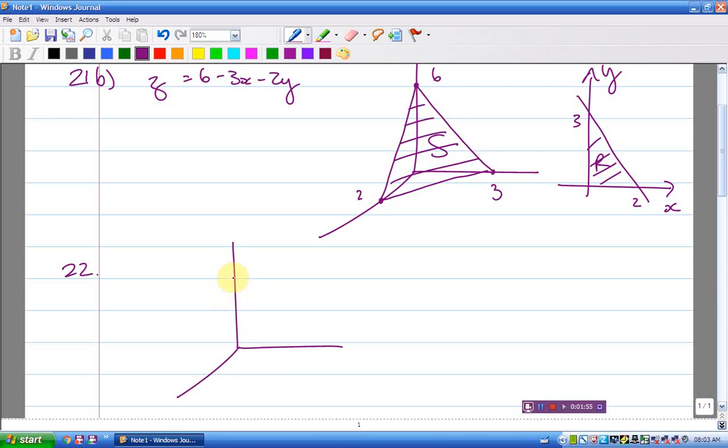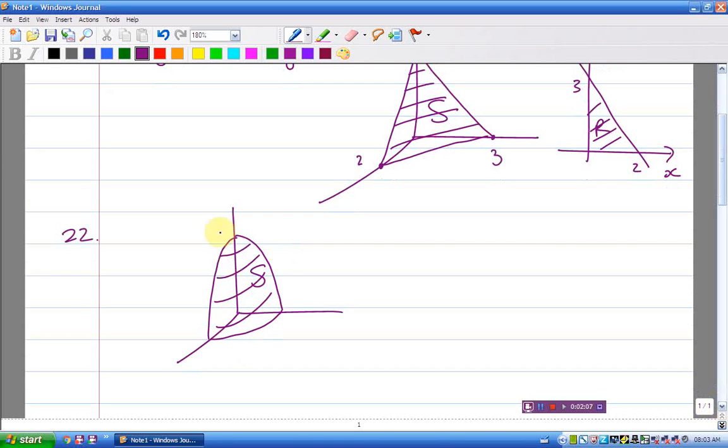So what we've got here is a paraboloid, and again we're only interested in the bit that's in the first octant. So this is S, and this is projected onto all 3 coordinate planes. Let's have a look. That's a 4. Those will be 2's. So if I project onto the YZ plane, I'm going to get the region underneath a piece of parabola.